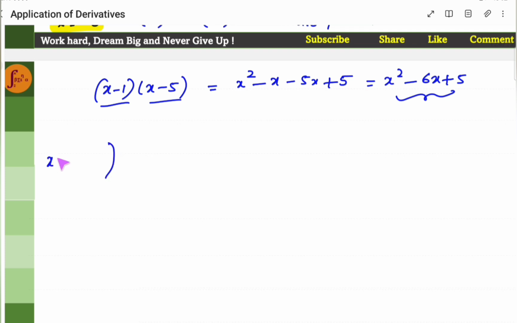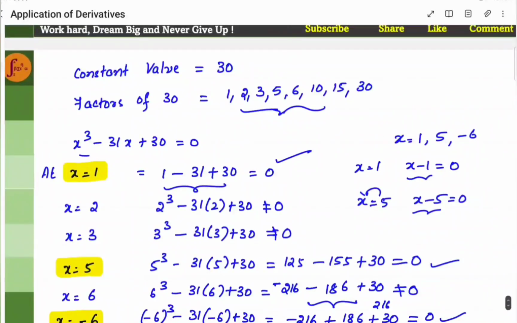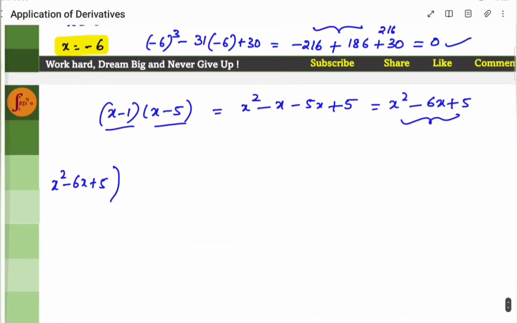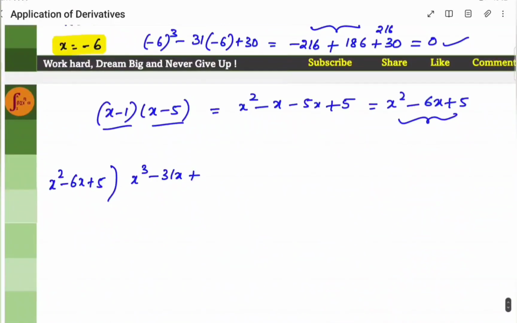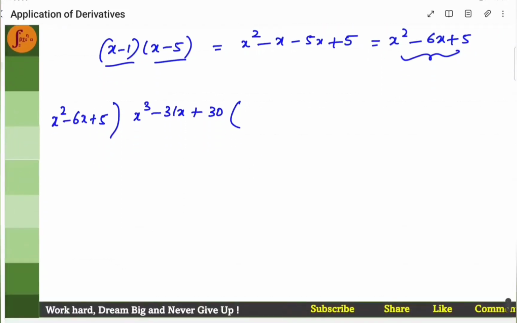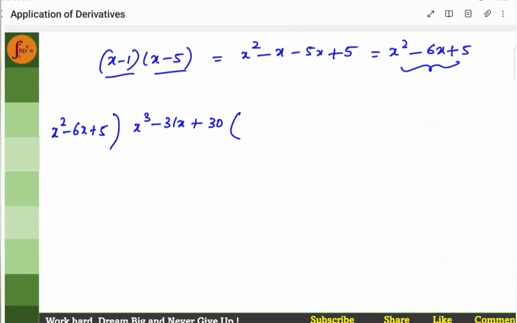That is, I'll have to use a division method and take this expression, x cube minus 31x plus 30. Now I'll find the quotient here. I have to multiply x square with x so that I get x cube, right? So then minus 6x into x is minus 6x square. 5 into x is 5x. Now let me subtract this.